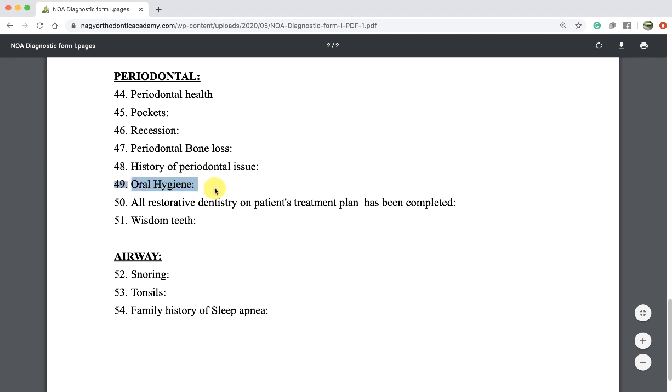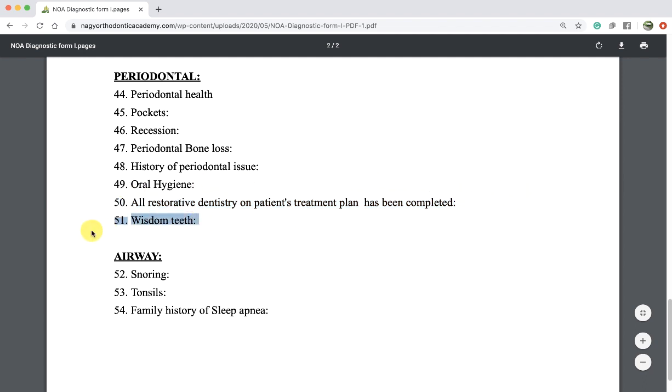And then here you would put the oral hygiene. Is it good, fair, great, poor? And if it's poor, I would not start orthodontic treatment for them. If it's guarded, I would probably do a couple cleanings and see how things go. 50.50 would be all restorative dentistry on patient's true implant has been completed. It should be completed when you start orthodontic treatment, so make sure that's done.